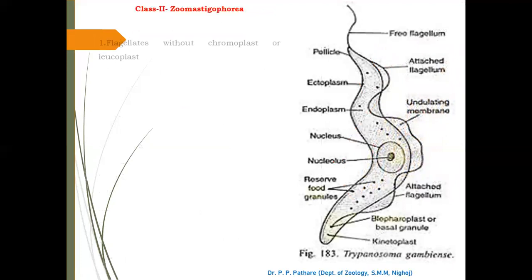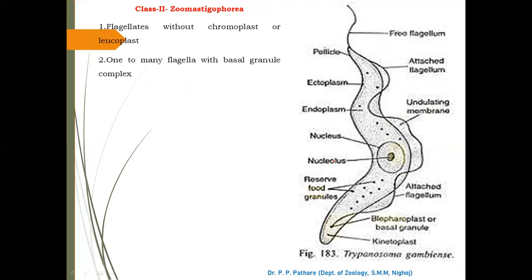Now next one, that is Zoomastigophora. This is class second, Zoomastigophora.